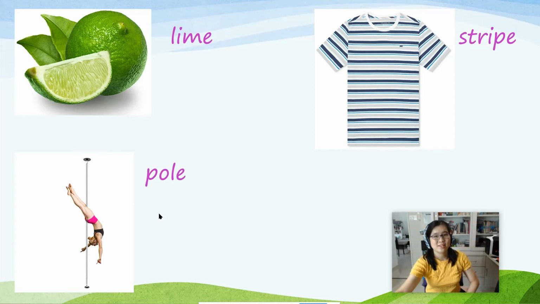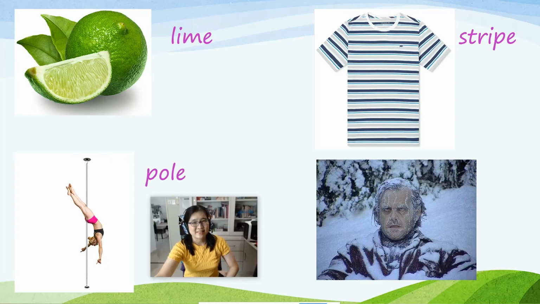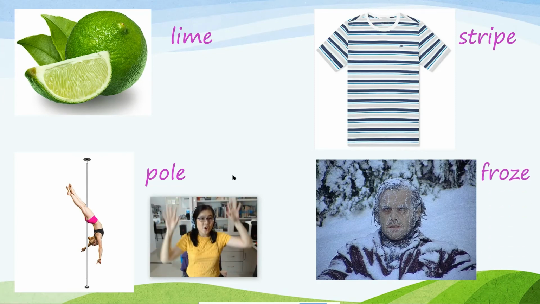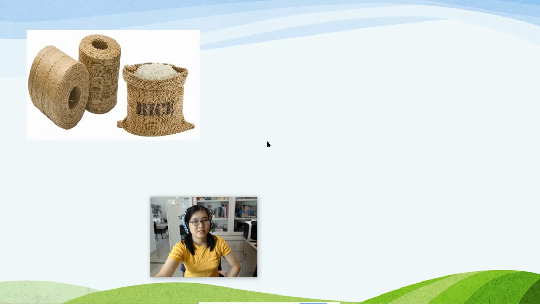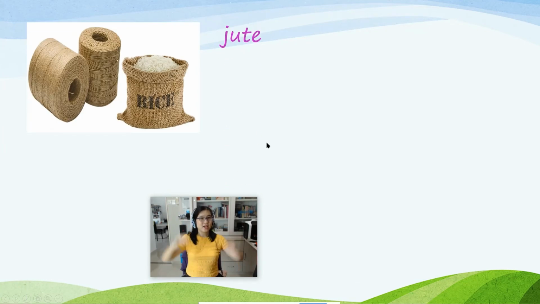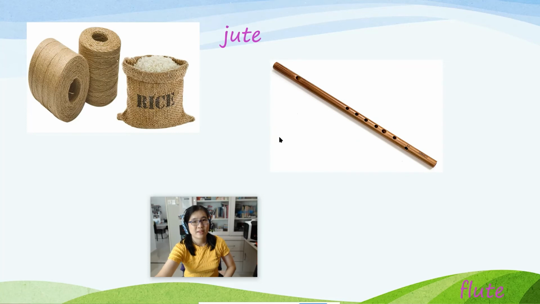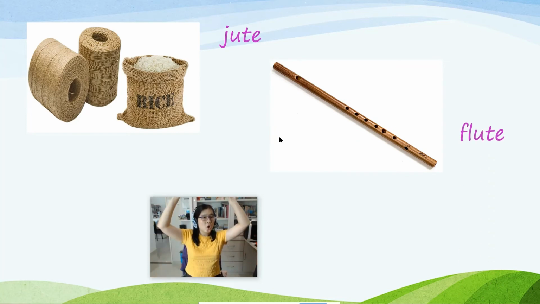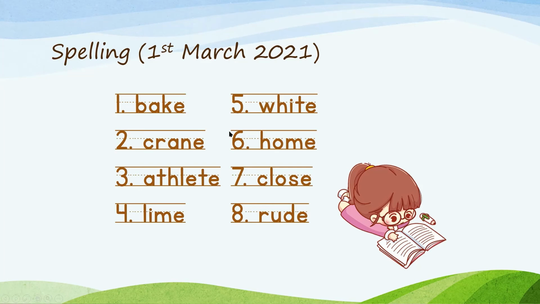P-O-L, pole. And this one? F-R-O-Z, froze. What about this one? J-U-T, jute. And F-L-U-T, flute. These are the spelling for our next lesson, 1st of March 2021.